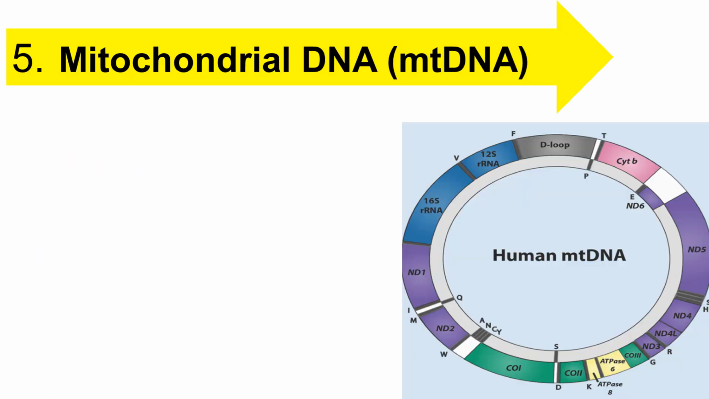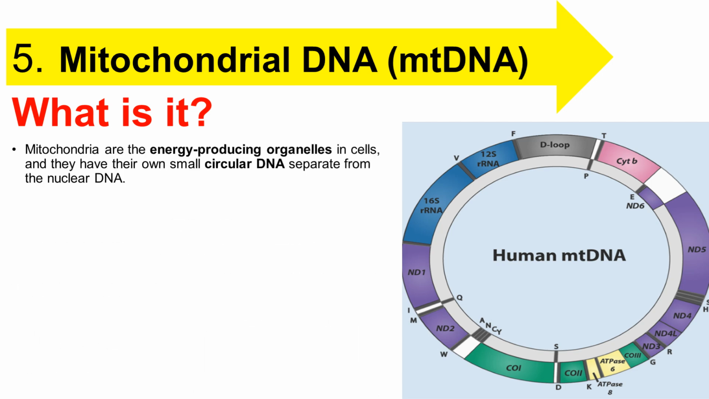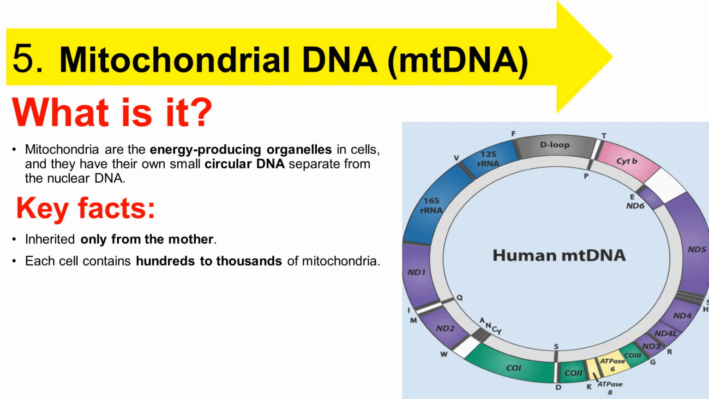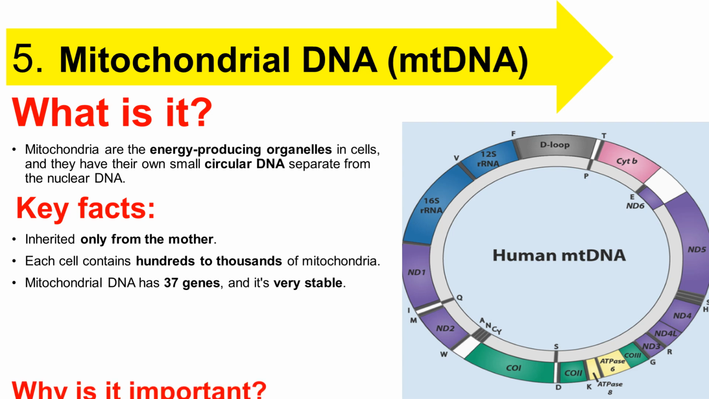5. Mitochondrial DNA, mtDNA. What is it? Mitochondria are the energy-producing organelles in cells, and they have their own small circular DNA separate from the nuclear DNA. Key facts: inherited only from the mother. Each cell contains hundreds to thousands of mitochondria. Mitochondrial DNA has 37 genes, and it's very stable.